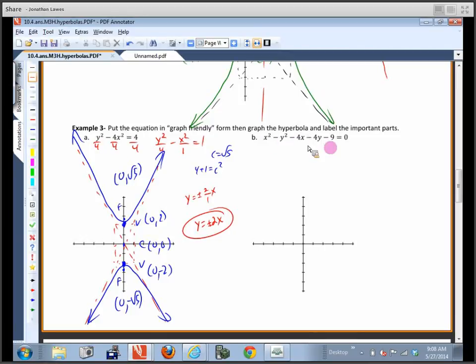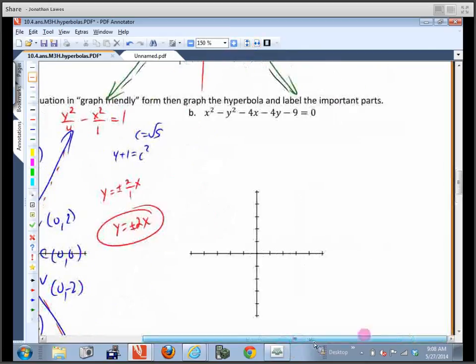Let's take a look at this one right here. We want to go ahead and complete the square. So I'm going to blow this up just a little bit. I'm going to write the stuff with the x first. Save room to complete the square. I'm going to take out a negative while I'm at it. And that's going to leave me with a plus 4y, and then that equals, if I move the 9 over to the other side, it equals 9.